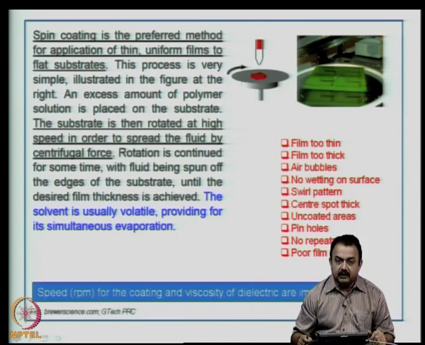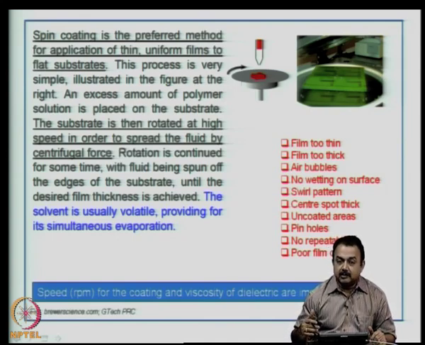Now, what are the difficulties or what are the defects that you can see in spin coating? Speed for the coating process and viscosity, as I said, are the key issues. In spite of that, you can see difficulties like film being too thin, that means you have added more dilutant, film too thick, that is, it is more viscous, it is not spreading, your dilution is not proper.